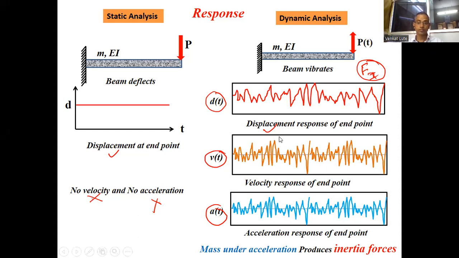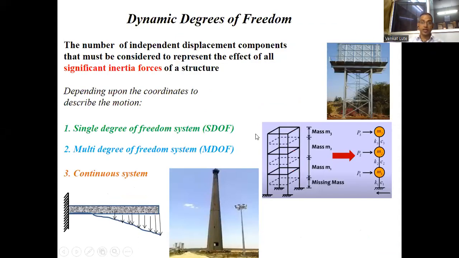Now, in the dynamic analysis, there is an important factor called degrees of freedom. That is the independent number of displacement components required to represent the system for the significant inertia forces in the structure. According to the degrees of freedom, we can divide the structure into single degree of freedom system, multi-degree of freedom system, and a continuous system.